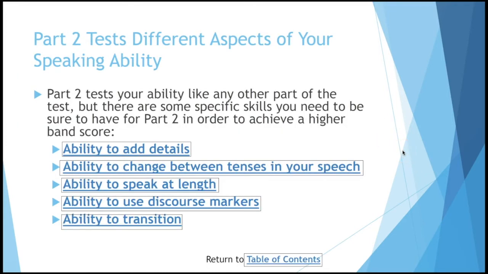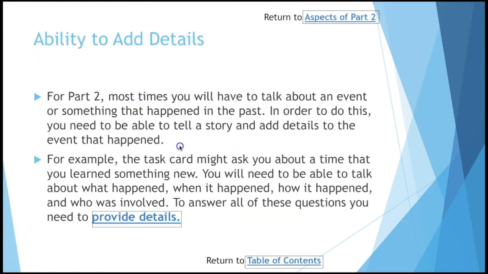So again, part 2 tests your ability like any other part of the test, but there are some specific skills you need to be sure to have for part 2 in order to achieve a higher band score. So these include your ability to add details, your ability to change between tenses in your speech, your ability to speak at length, your ability to use discourse markers, and your ability to transition. So let's look at adding details.